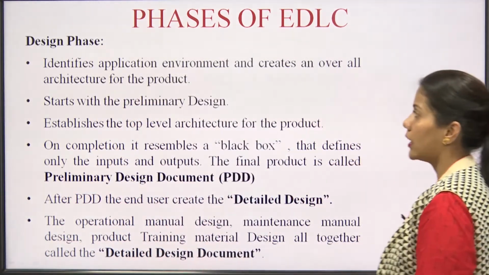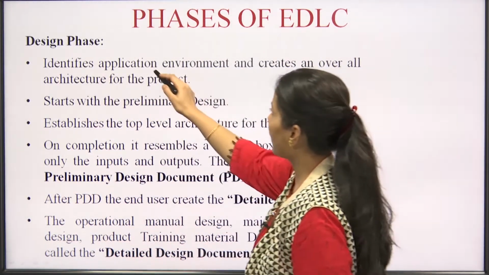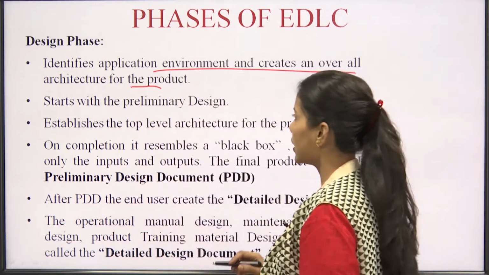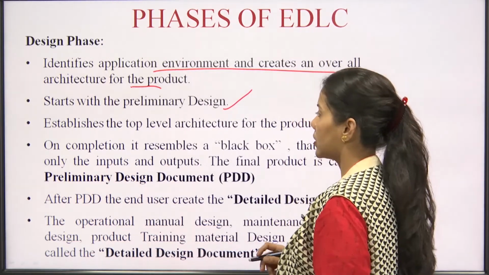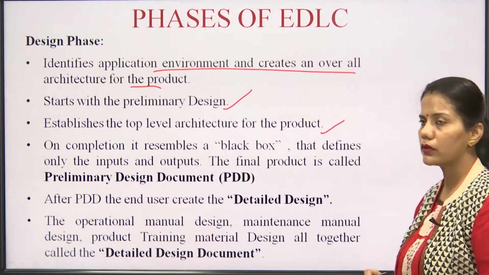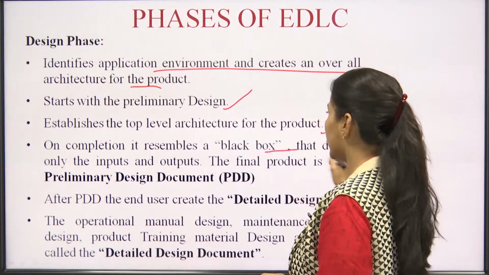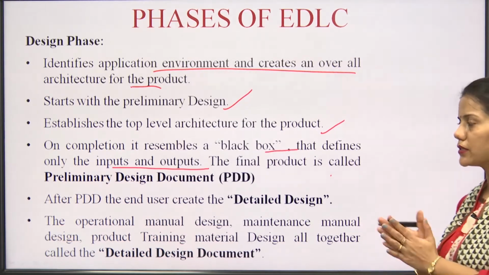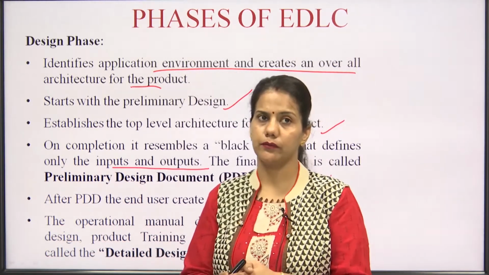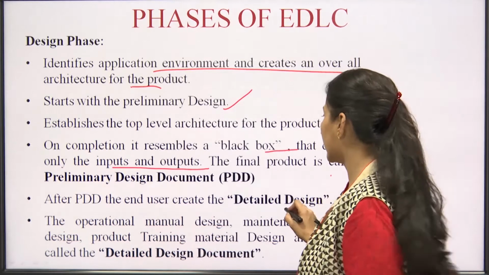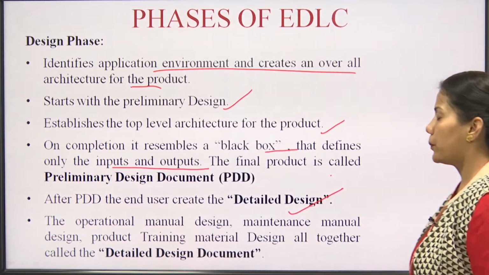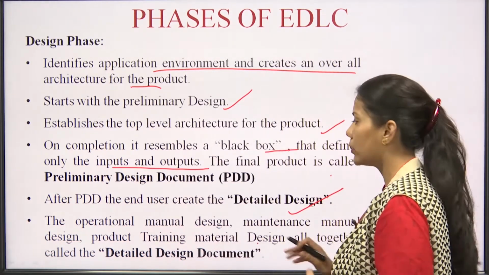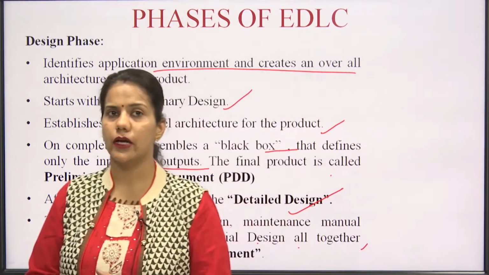When we talk about the design phase, it identifies the application environment and creates an overall architecture for the product. It starts with the preliminary design. It establishes the top level architecture for the product, that is, it is like a black box. It defines only the inputs and the outputs. The final product is called the preliminary design document, that is the PDD. So, after PDD the end user creates the detailed design. The operational manual design, maintenance manual design, product training material design, all together make the detailed design document.